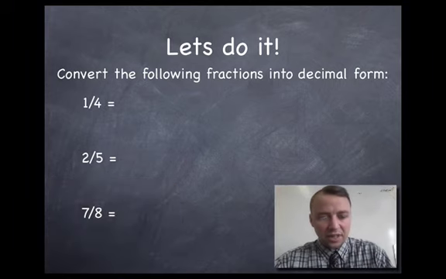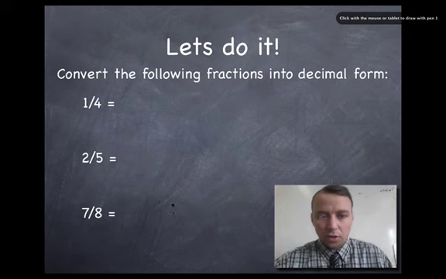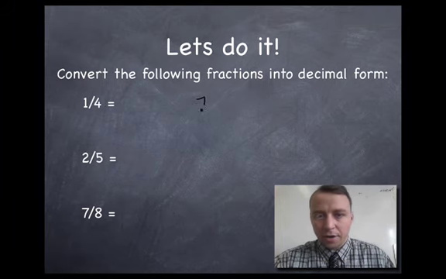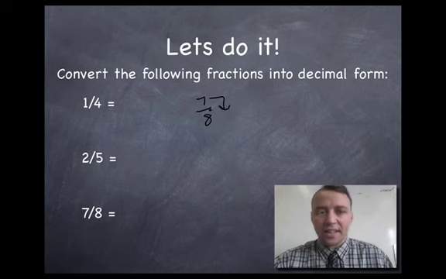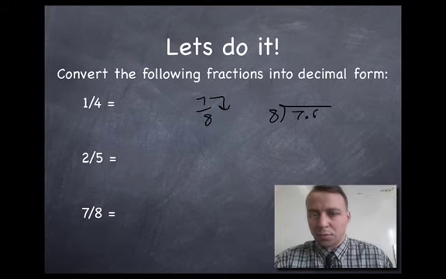7/8. This one I think is a little tougher. So we're going to go ahead and I'm going to write it up here. 7/8. We're going to tip that 7 off the top on the right-hand side and turn it into a long division problem. What is 7 divided by 8? Well, we can't do that, so we add a decimal point and a 0.